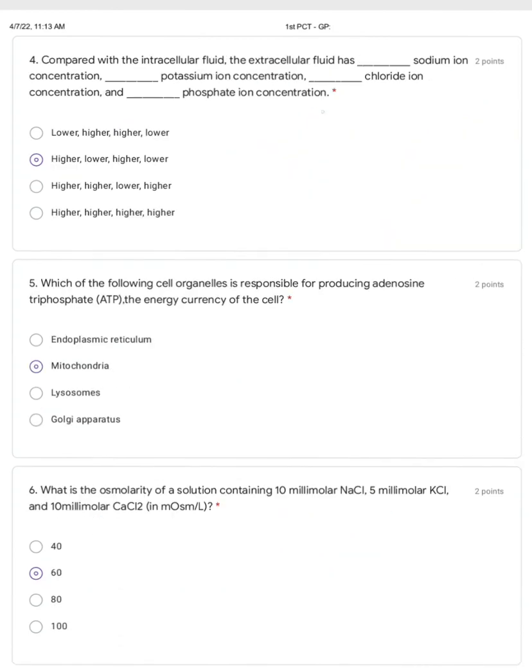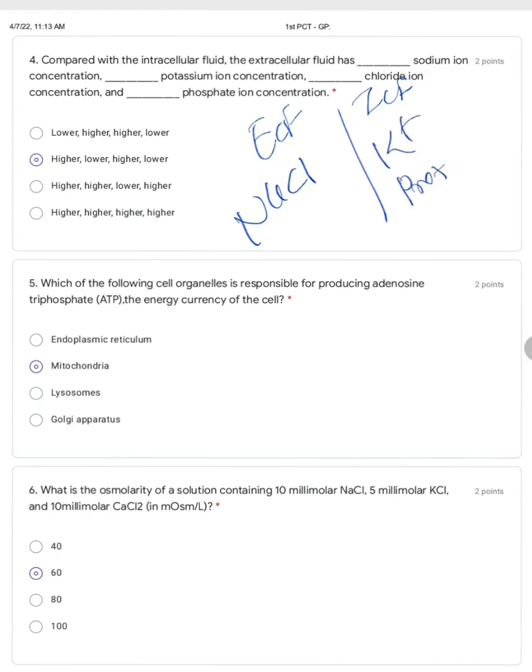Fourth question is about the ICF and ECF concentrations of the ions. So here in the ECF there is a sodium and chloride concentration higher. At the same time in ICF potassium, protein and phosphate. So the answer is B. Again, this is a very straightforward question.